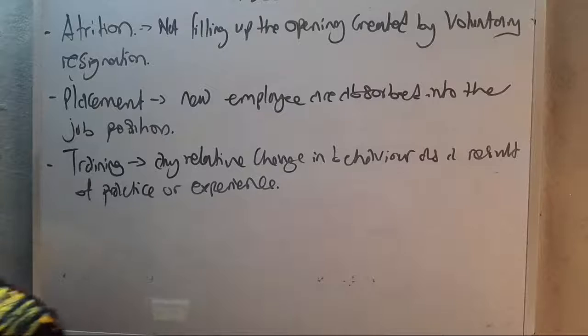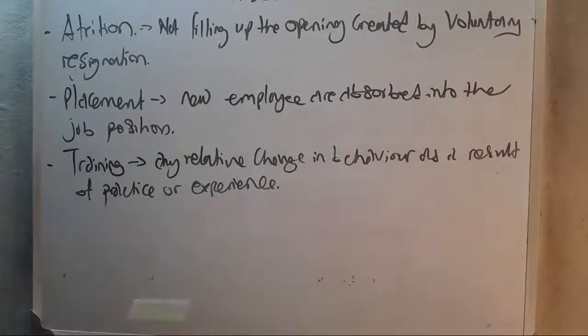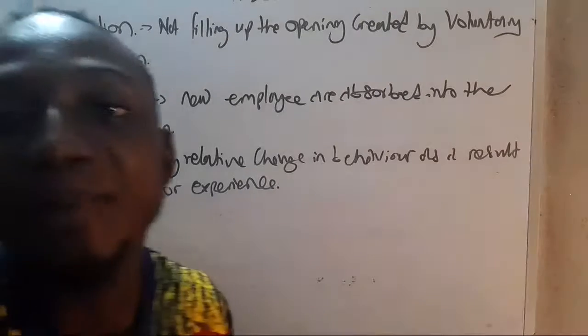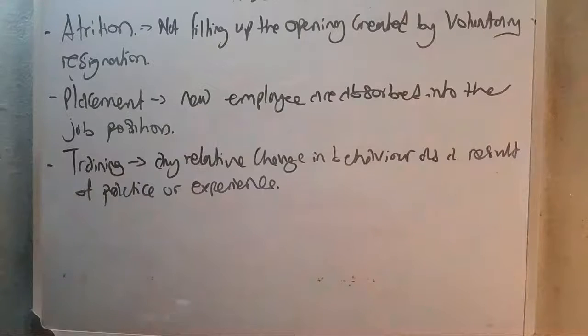So some of the basic elements when it comes to training, we have change of behavior, change occurring through practice or experience, and the behavior change must be relatively permanent. All right, just about 3 elements of training or learning: change of behavior, change occurring through practice or experience, and relatively permanent change. So we have that.